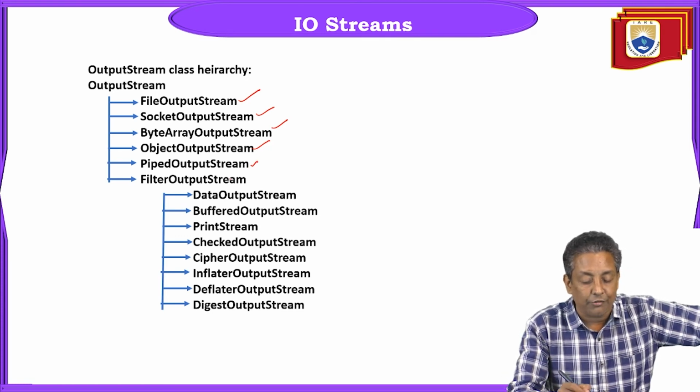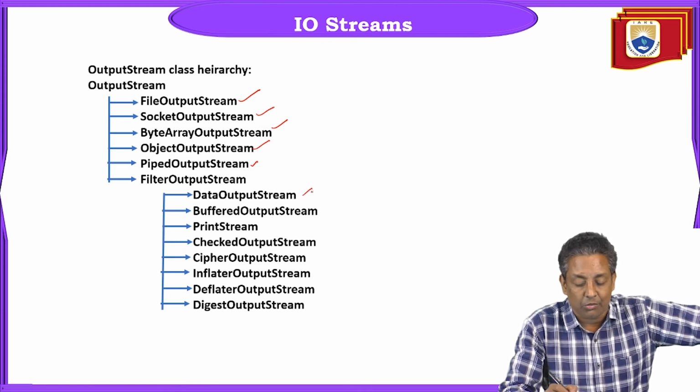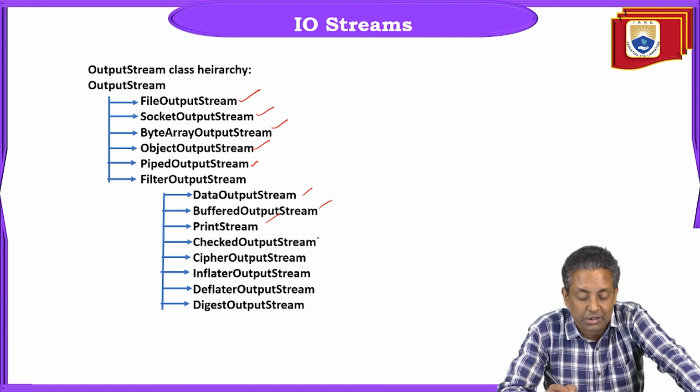And again, FilterOutputStream. FilterOutputStream is also a subclass of OutputStream. From the FilterOutputStream come DataOutputStream, BufferedOutputStream, and PrintStream. All these stream examples we'll see in our applications.